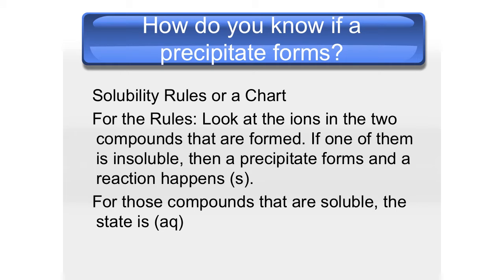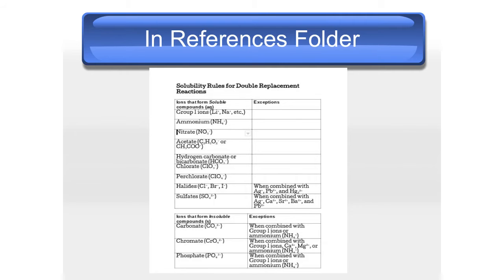So how do we know if a precipitate forms? We have what are called solubility rules or a solubility chart. If you look underneath your resources, there is a solubility rules chart for you. It gives you the rules. You look at the ions in the two compounds that are formed. If one of the ions, according to the rules, says it's insoluble, then a precipitate forms and a reaction happens, and you label that S. If you look at those ions and both of them are soluble, according to the rules, then the state is going to be AQ. So here's what your rules look like.